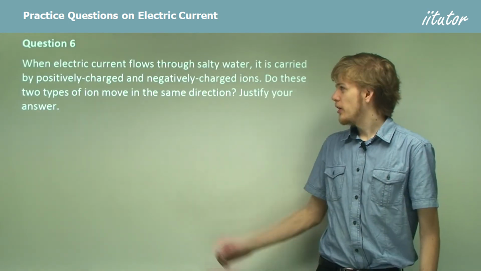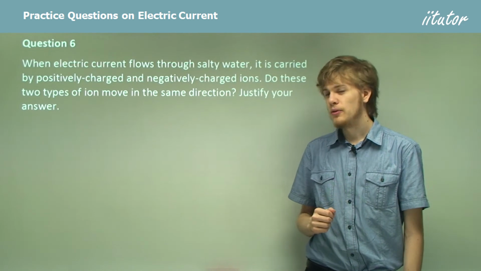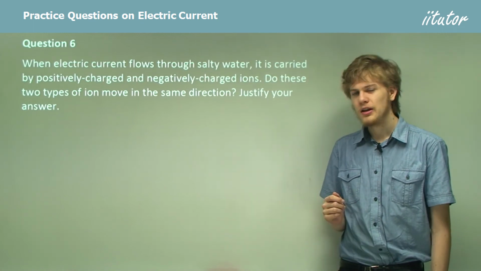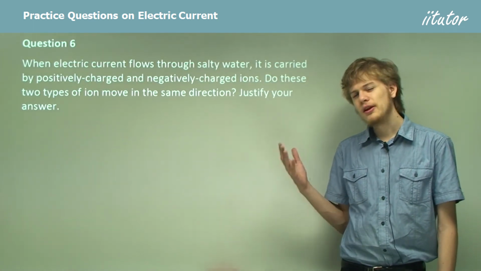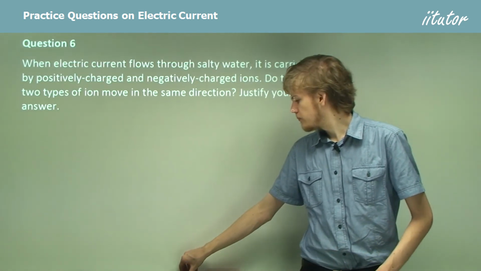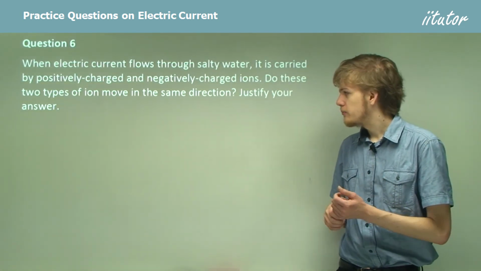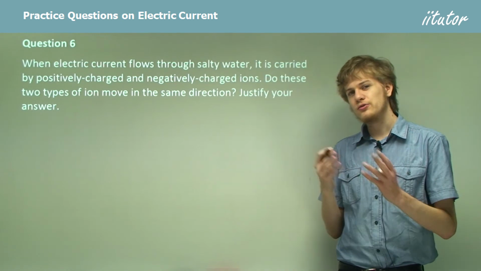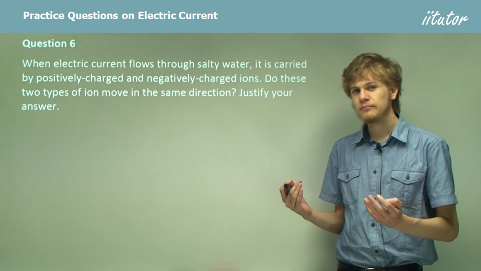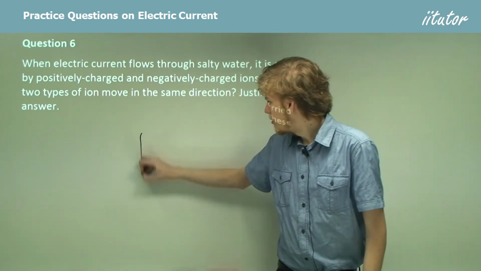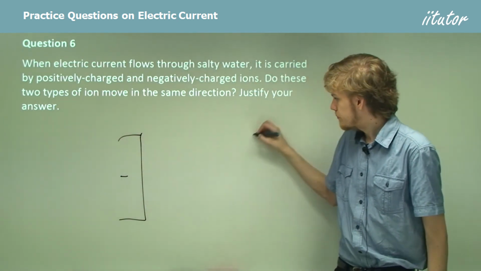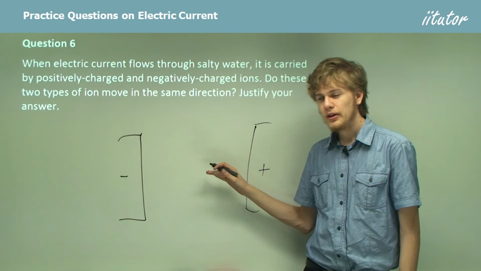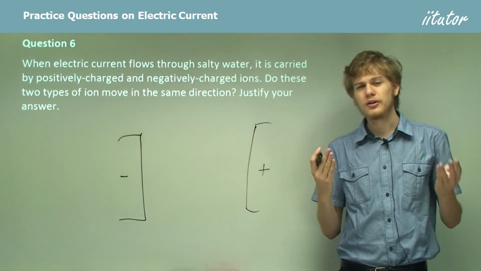Question 6. When electric current flows through salty water, it is carried by positively charged and negatively charged ions. Do the two types of ion move in the same direction? Justify your answer. Now, to answer this, we're going to have to think about what causes an electric current. Remember that if we have an electric current, we have a movement of charged particles. To form a movement of charged particles, we need them to be attracted or repelled from a particular charge. So suppose that to create a current, we put a big negatively charged plate here and a big positively charged plate here. Now, if we put a charged particle in between them, it'll be attracted to one of them, which means we will have electric current.